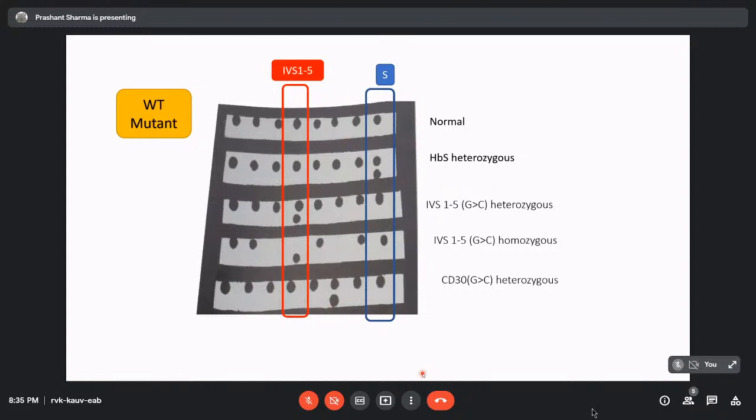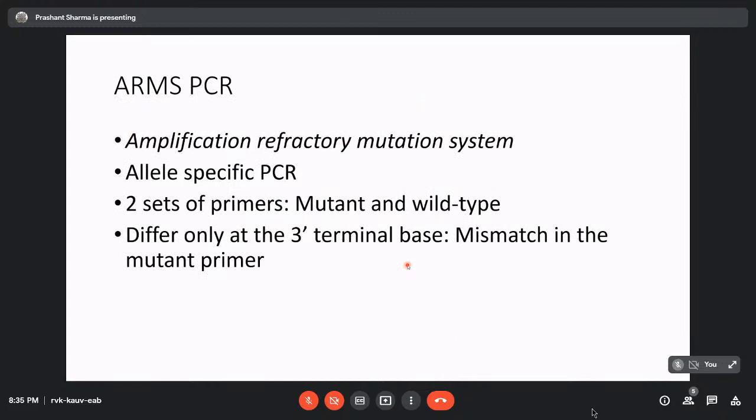Coming on now to amplification refractory mutation system, which is the system that we use at PGI. This is a form of an allele-specific PCR, but not just any allele-specific PCR. It's a very special one. And why? Because in this, we have two sets of primers, a mutant and a wild-type primer. And these primers are identical to each other, except that they differ only at a 3' terminal base. And we know this makes it obvious that we can only use this in a single base pair substitution. So basically the mutant primer has a mismatch with the wild type sequence but a match with the mutant sequence at the 3' end. And to make it specific, sometimes you can introduce other changes as well.